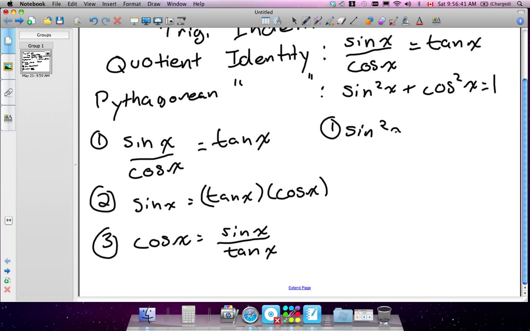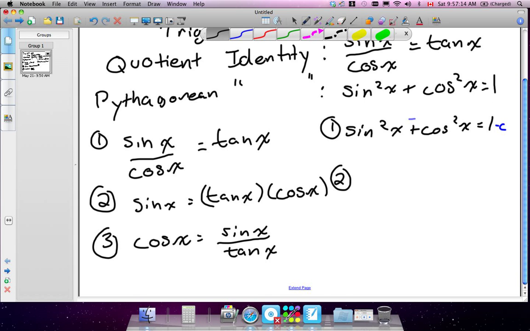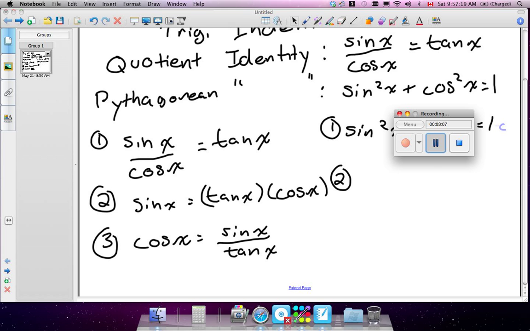The first one we have is sine squared x plus cosine squared x equals 1. In the book they've written it for you, but I'm just going to show you. All it is is this one rearranged. Let's say I wanted to make it equal to sine squared x. This is positive cosine squared, and when I move it to the other side, it becomes negative, so it becomes subtract cosine squared.